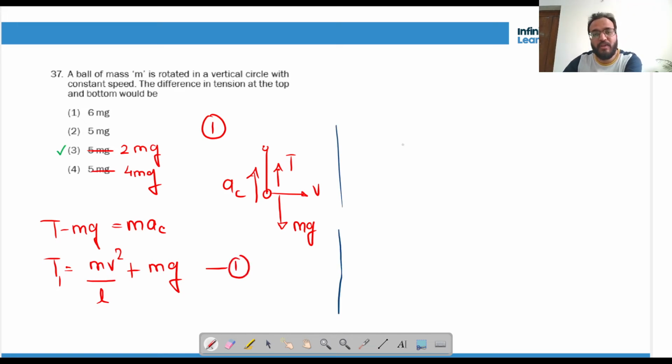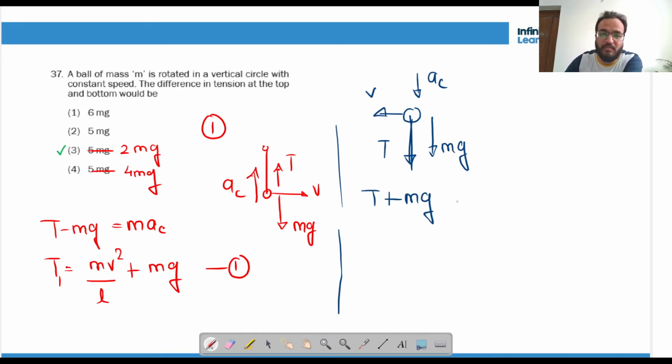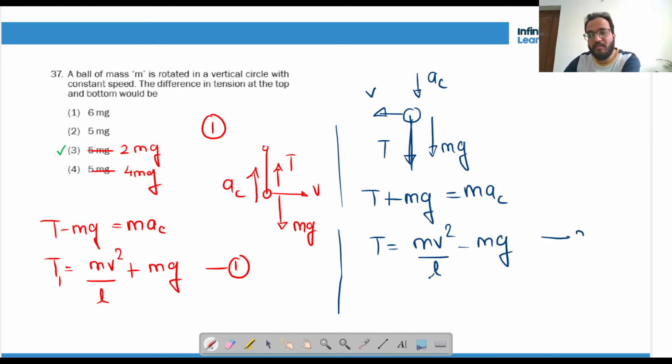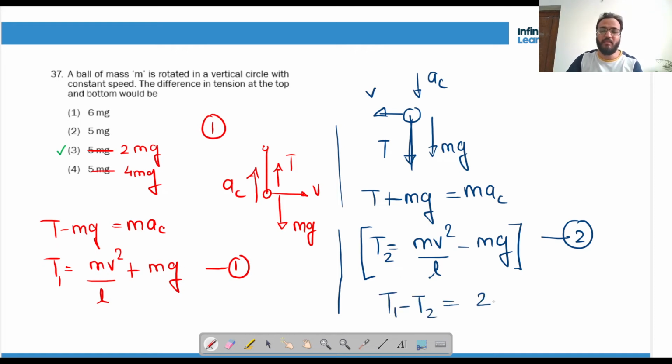Now at the topmost point, what happens? Tension downward, mg downward, and this is centripetal acceleration downward. So we can say T plus mg is equal to mac. So T is equal to mv square by L minus mg. Now they are saying that speed is constant. So what is the difference of T1 minus T2? T1 minus T2 will be 2 mg.